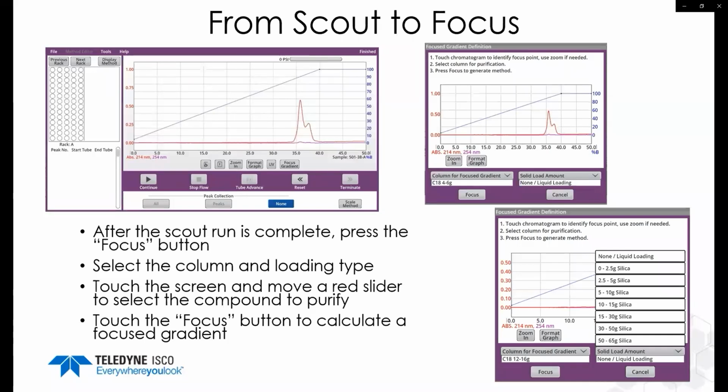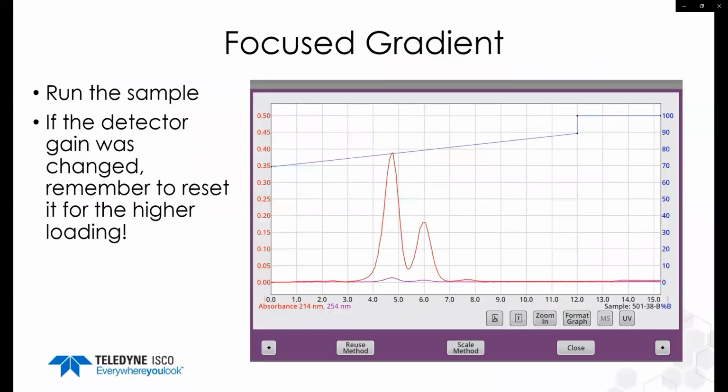You can zoom in on the peak representing the desired compound, touch the screen and move a red line over the desired peak, and if needed, enter the amount of silica used in the solid load cartridge. Press the focus button to calculate a focused gradient for your compound. Remember to change the detector gain back to its original setting if the preparative run has a higher loading, and run the sample with the new gradient.